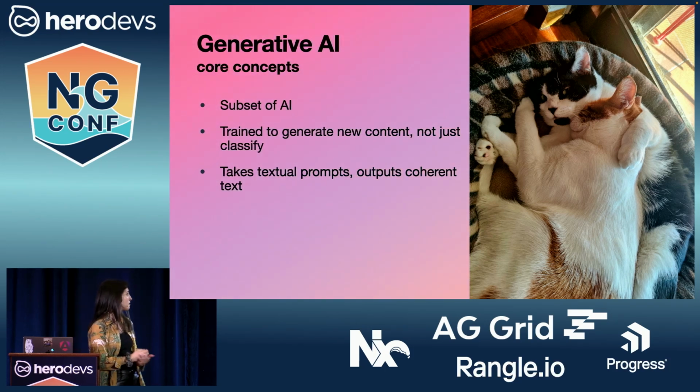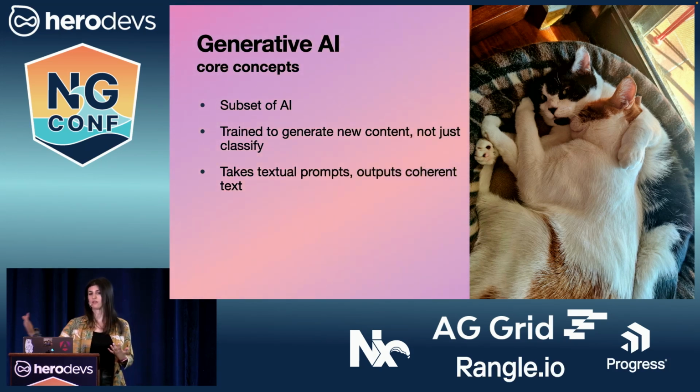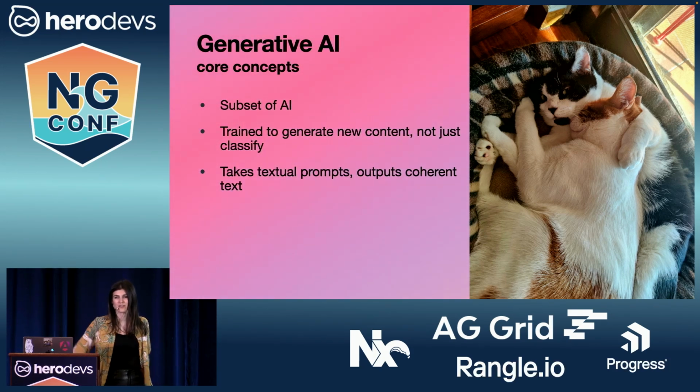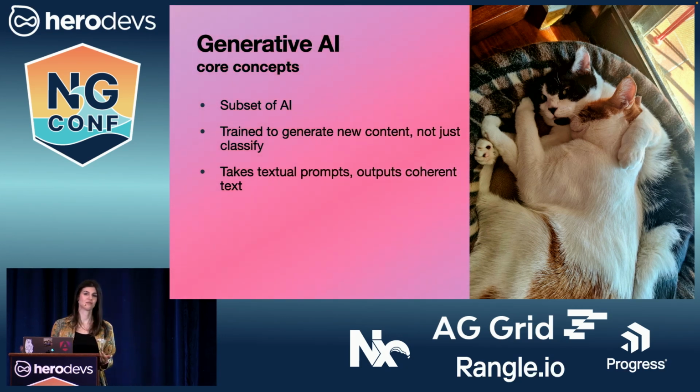In this case, it's going to be taking in textual prompts and outputting coherent text, but generative AI can take as input images, videos, or what have you, and generate the exact same thing. I mean, if you've used Midjourney or DALL-E, which I'm sure all of you have used, this just generates image or audio or video from text or vice versa.